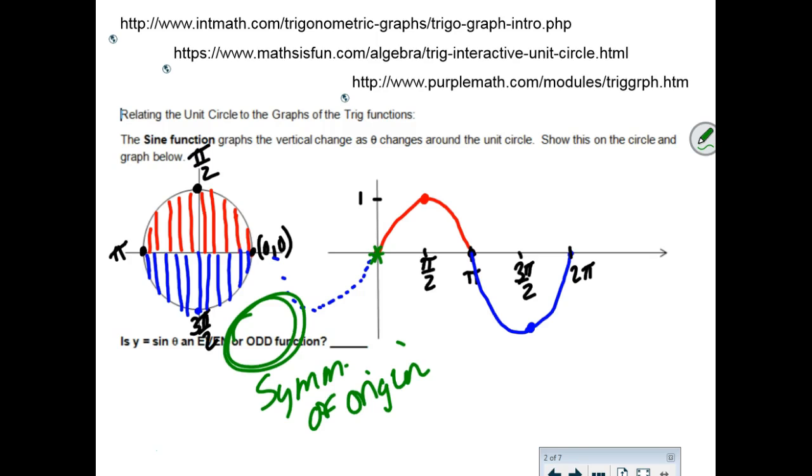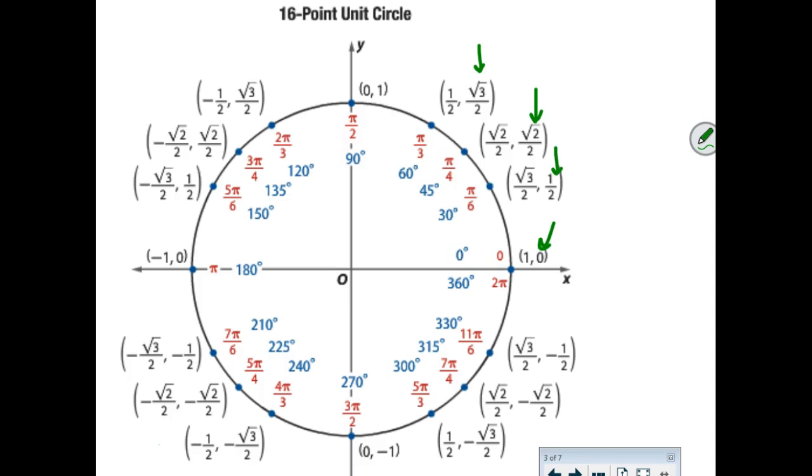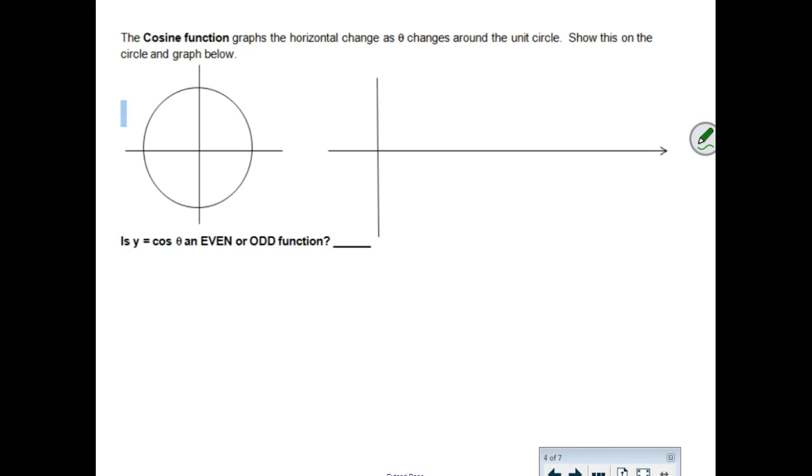So sine was graphing the heights. That means cosine is going to graph the horizontal components of it. But you guys already knew that from your unit circle. The x values on the unit circle were all your cosine function values. So this time, let's see if I can graph better.